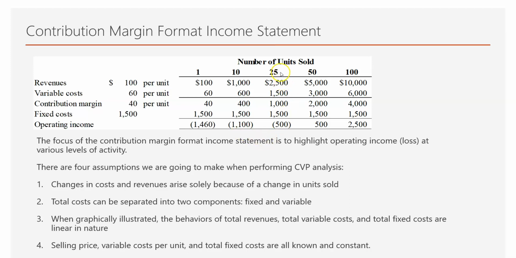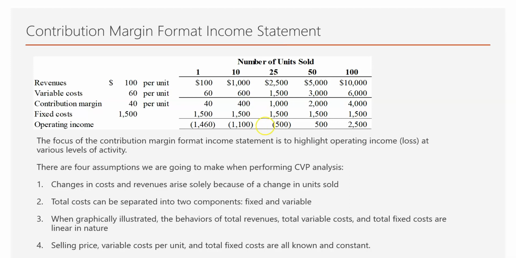Now let's take a look at when I sell 25 units. Well, if I sell 25 units at $100 each, I'm going to have revenue of $2,500. Subtract out my variable costs of $1,500 in total. How did I get that? $60 per unit times 25 units sold, $1,500. That leaves me with a contribution margin of $1,000 with which to cover my fixed costs. Now my fixed costs are $1,500, but at this point I only have an operating loss of $500.